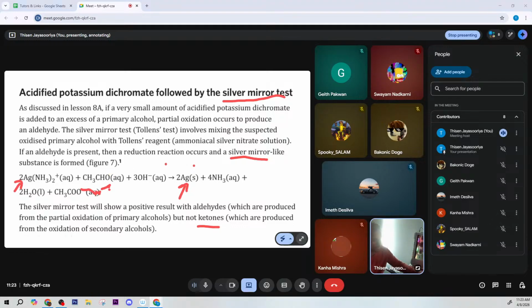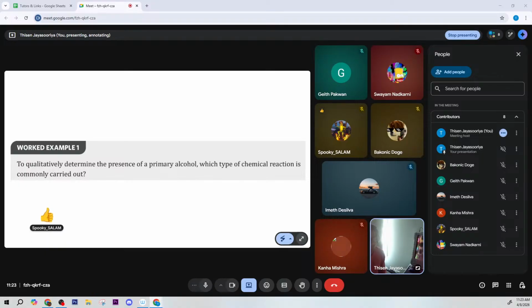Perfect. So does that silver mirror test make sense to everyone? It will have the recording if you guys need to look back on any of this stuff. So here, to qualitatively determine the presence of a primary alcohol, which type of chemical test is commonly carried out? I'll ask Joe, what do you think the test here is? So how can we determine it's a primary alcohol specifically? Is your mic working?